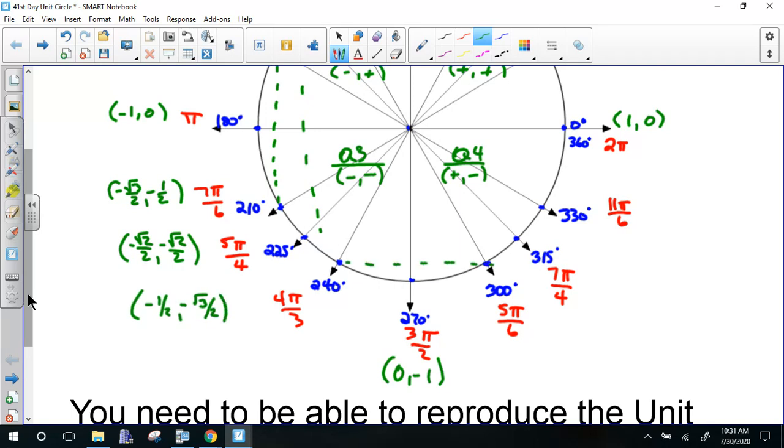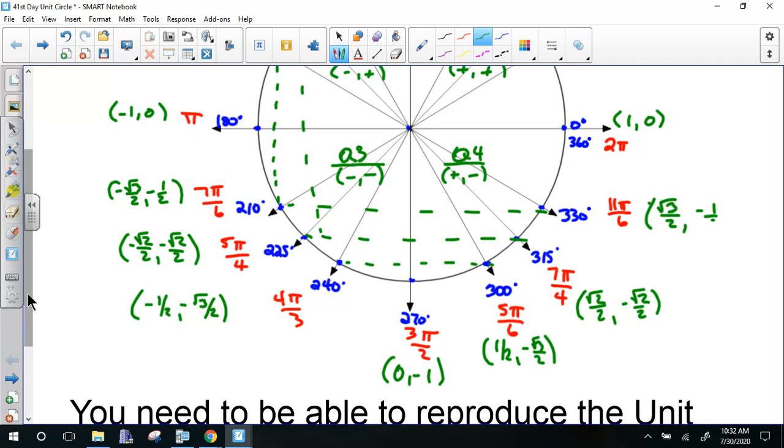Then we move them over. Okay? Then come over here and we rewrite them. But the y value is going to be negative in this one. So here we'll have 1/2 and negative root 3 over 2. Here we'll have root 2 over 2 and negative root 2 over 2. Here we'll have root 3 over 2 and negative 1 over 2. And then we're back up at 2 pi.